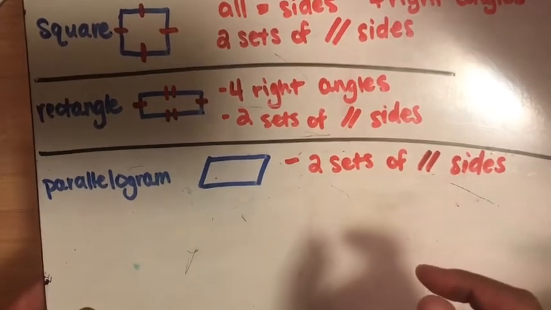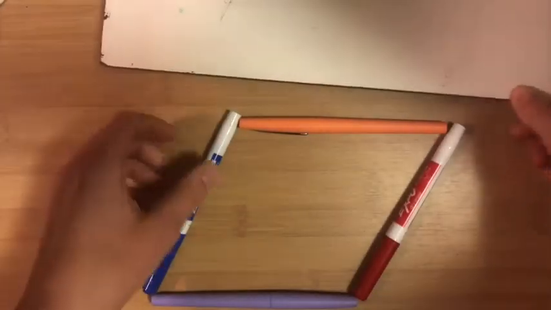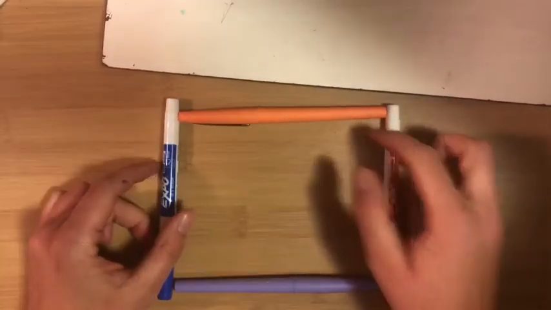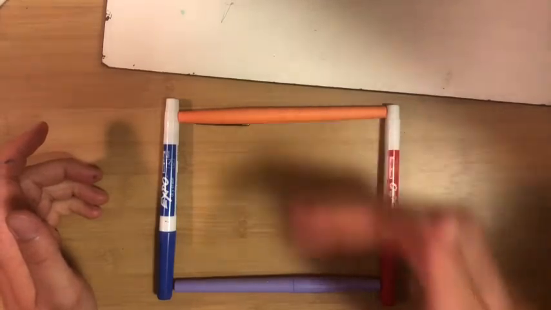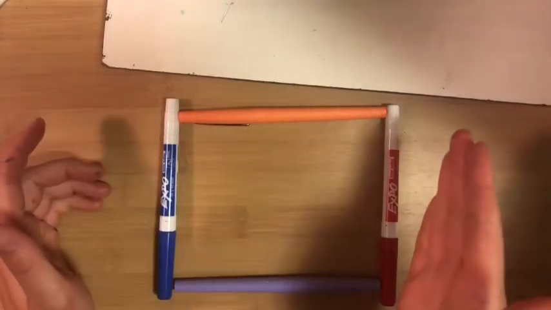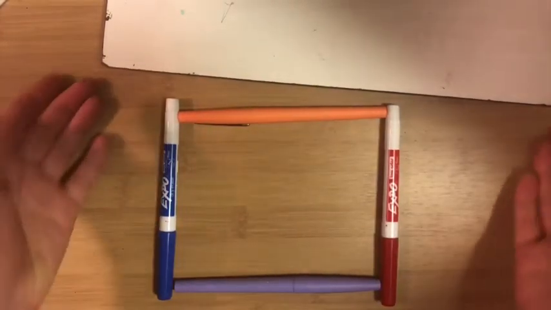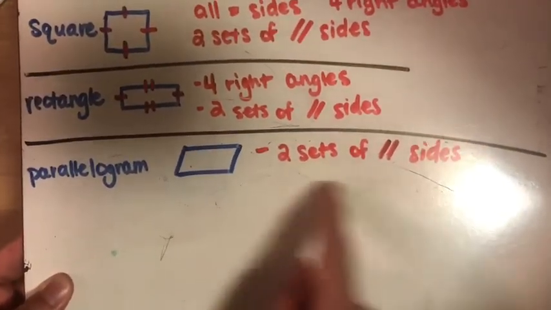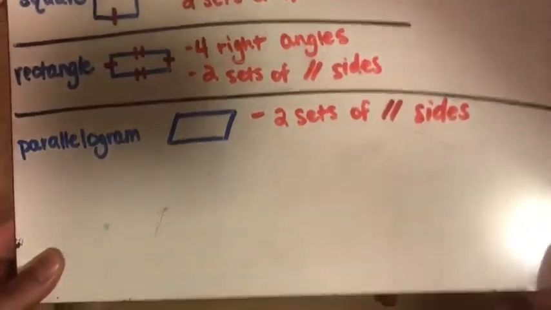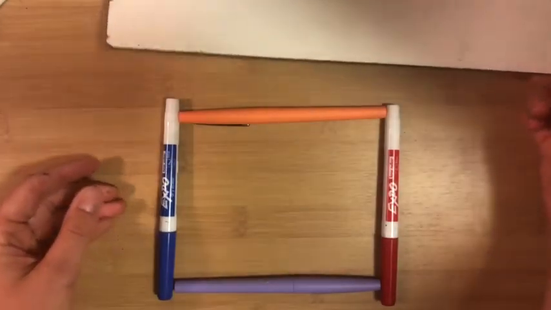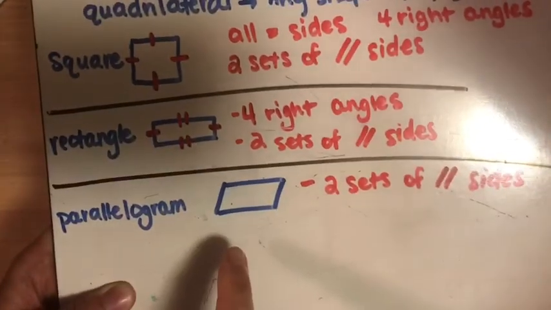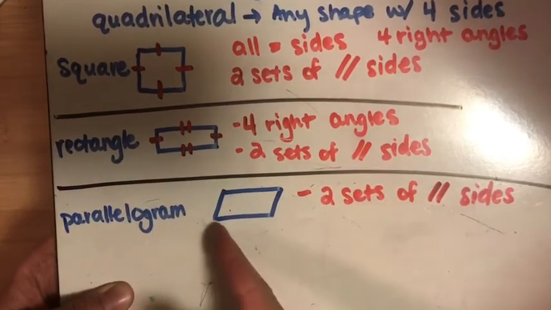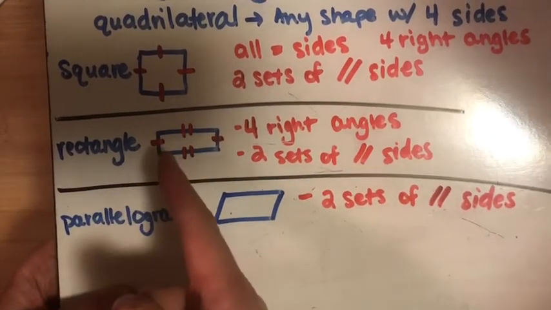And so basically, if I turn this back into a rectangle, well, I still have 2 sets of sides that are parallel, right? Yes. Does it matter what the angles are? No, the parallelogram doesn't care what the angles are. It just wants 2 sets of parallel sides. Okay, so then is a rectangle a parallelogram? Yeah, a rectangle is a parallelogram. But is a parallelogram necessarily a rectangle? No.